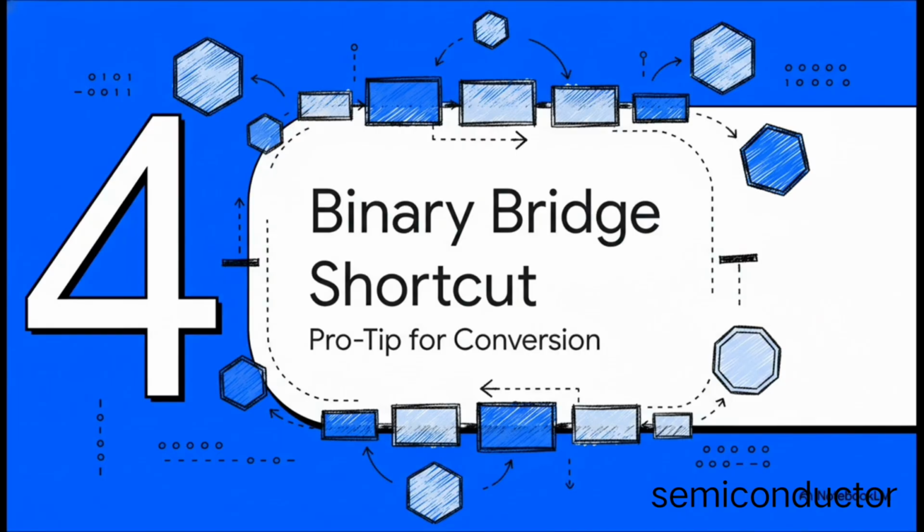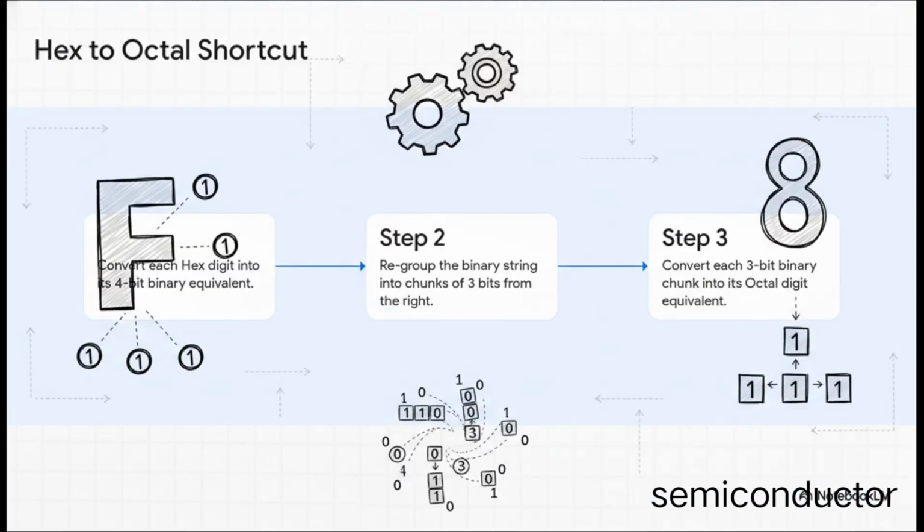But now, I'm going to let you in on a little secret. A pro tip that developers use all the time to quickly jump between hexadecimal and octal. It's a really clever shortcut, and it's called the binary bridge. Here's the magic behind it. So 16 is 2 to the power of 4, right? That means every one hexadecimal digit matches up perfectly with 4 binary digits. And 8 is 2 to the power of 3, so every one octal digit matches up with 3 binary digits. This clean mathematical relationship means we can use binary as a simple bridge to hop from hex to octal without ever having to convert to decimal first.